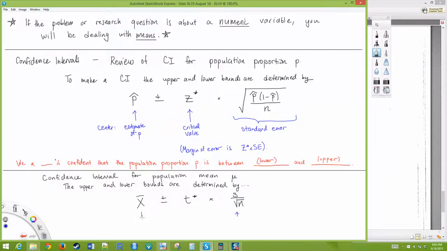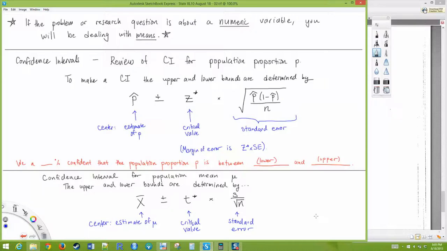So in the center, we have the estimate of mu, plus or minus T star, our critical value. And here, this is our standard error. Can we see the parallels between a confidence interval for proportions and a confidence interval for means? Okay.